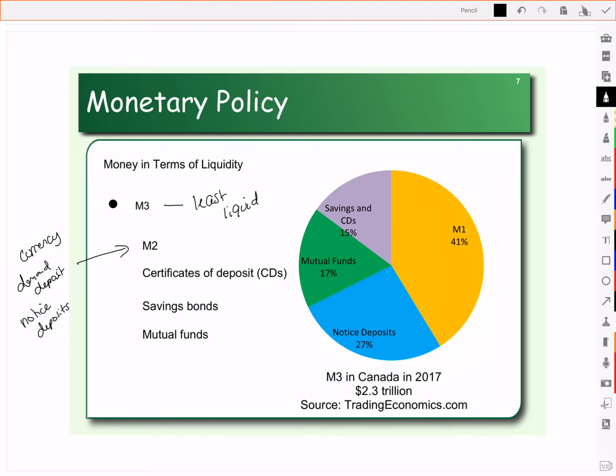What we add in M3 is money that you have in certificates of deposit, money you have tied up in savings bonds, and mutual funds. Now, when we talk about these savings bonds, these are only government savings bonds.